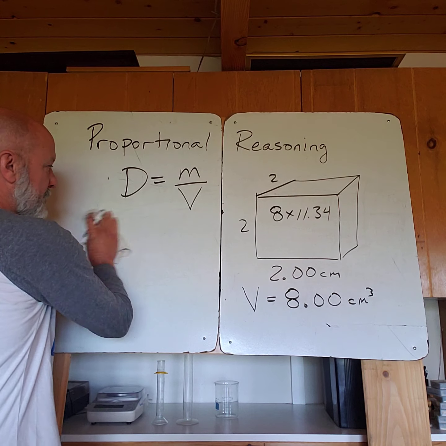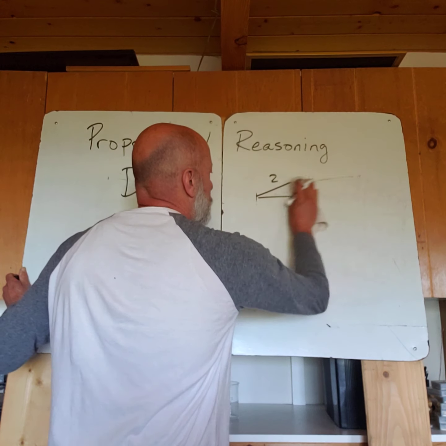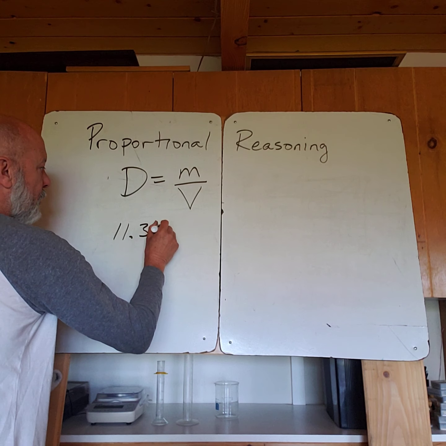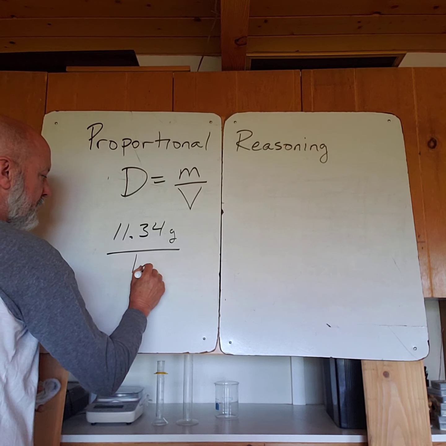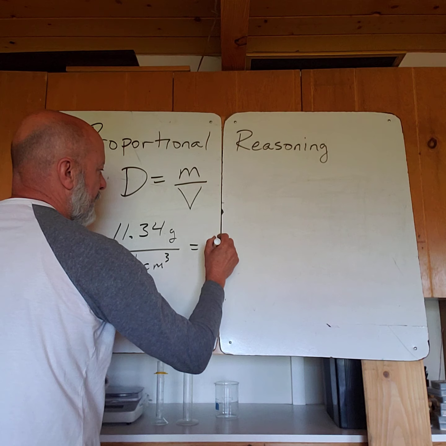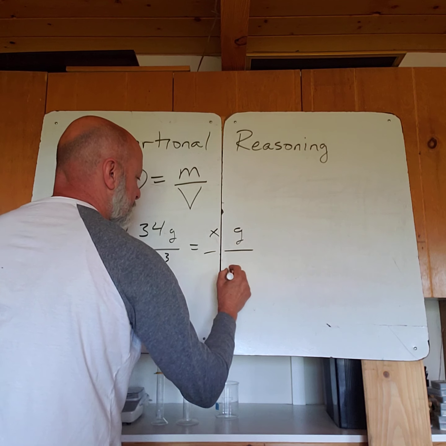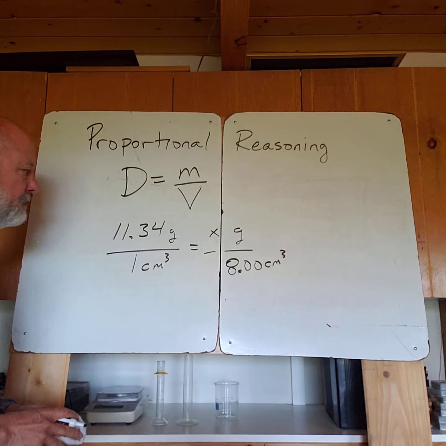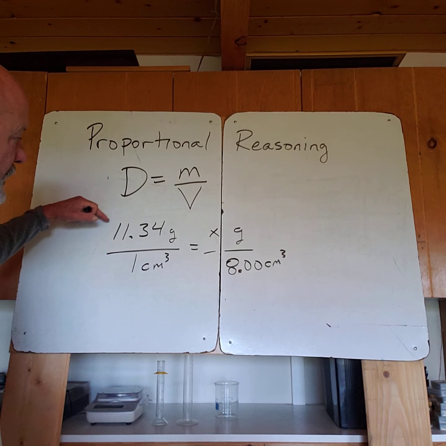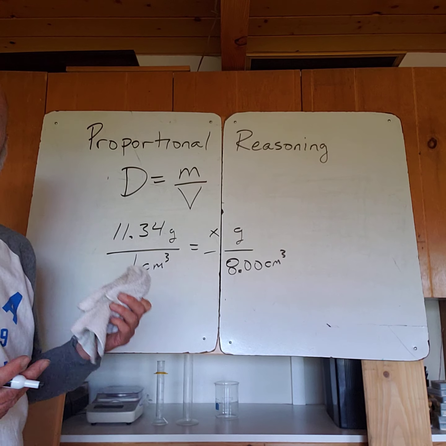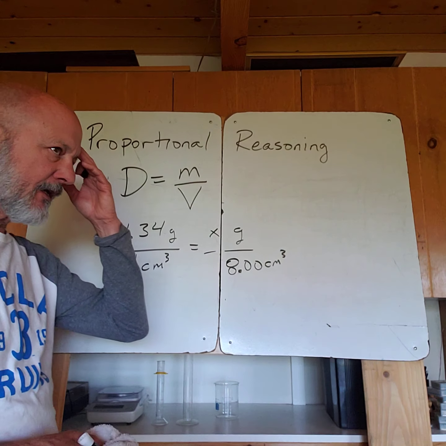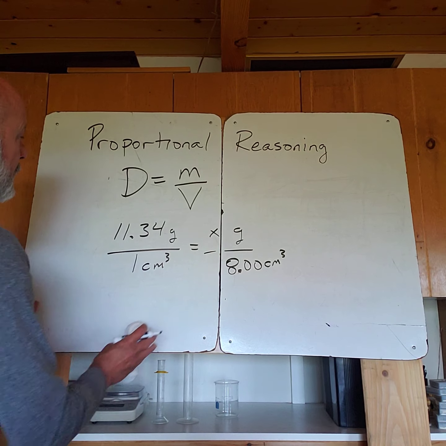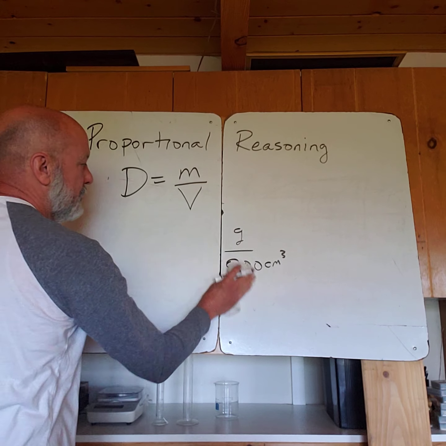Let's set it up now as a ratio. 11.34 grams is to 1 cubic centimeter as x grams is to 8.00 cubic centimeters. What do I do? 1x is equal to 8 times 11.34. So it's the same basic thing. In that case I was able to just say in my head, wait a minute, wouldn't it be 8 times as much? And yes. Let's solve another kind of problem, especially when volume is the unknown.